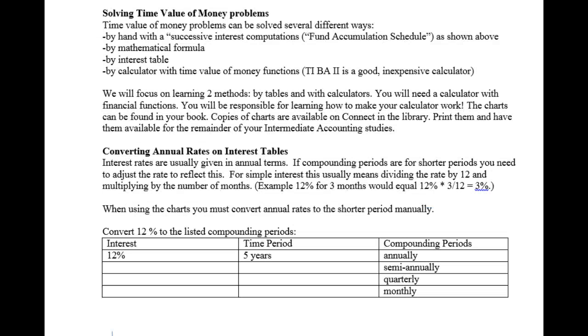That was funny. So, solving time value of money problems is fun. It's interesting. I'm so cute.